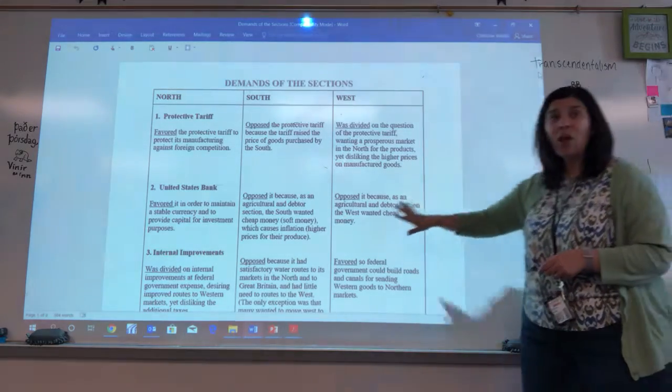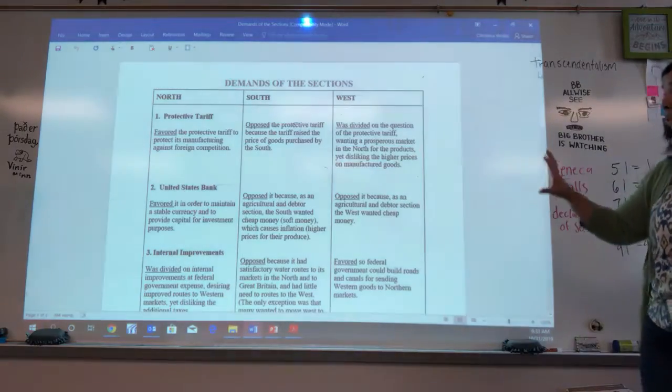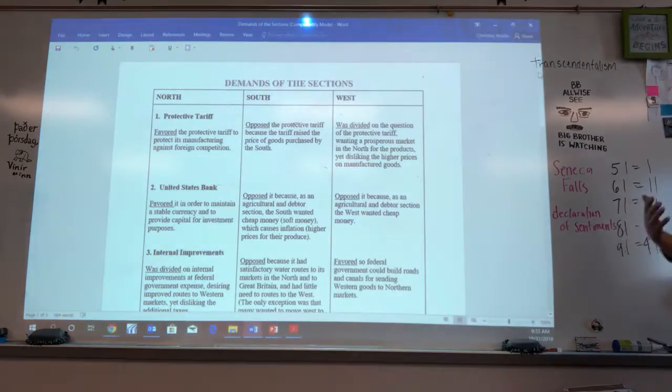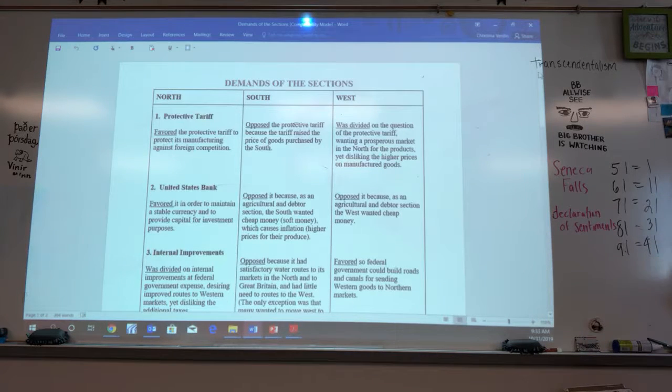The next one, we've already talked about the bank. The North likes it because it favors their industries. The South and the West oppose it because they want soft money. Do we have other issues beyond slavery that are leading to the breaking up of our union? And this is what we've been talking about all last unit.